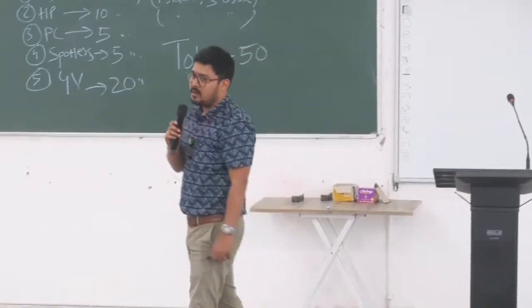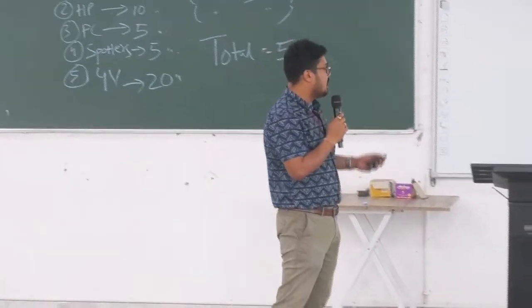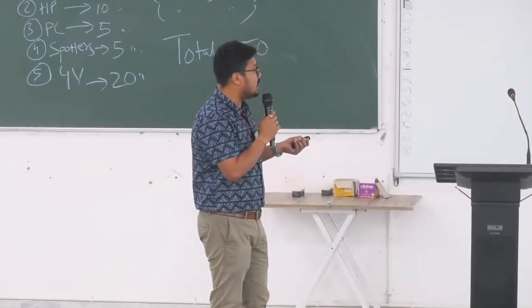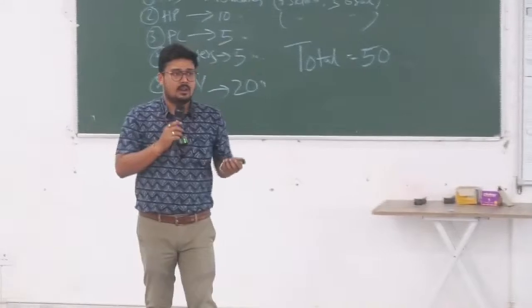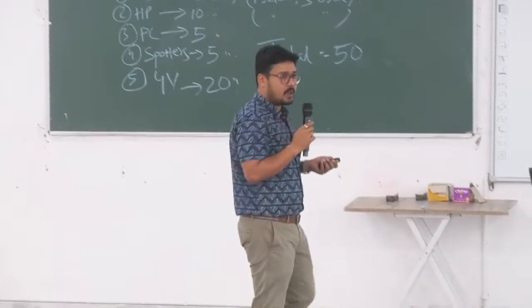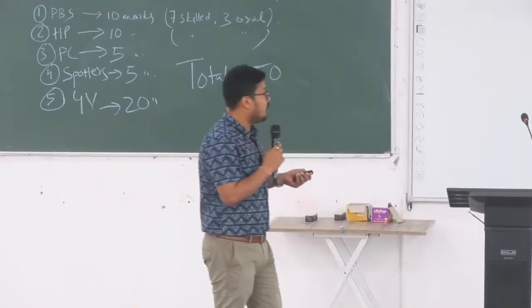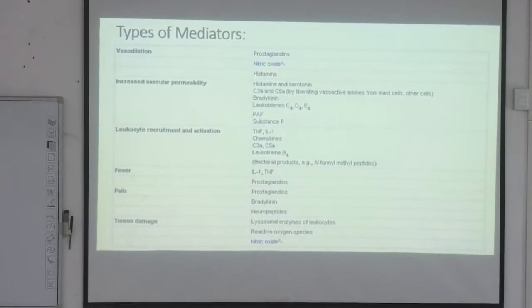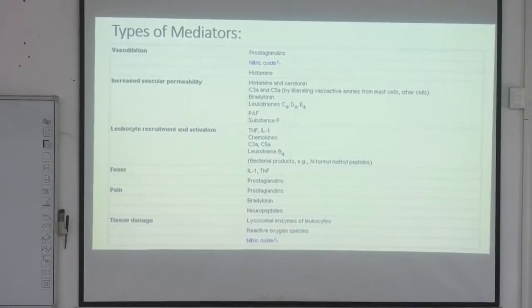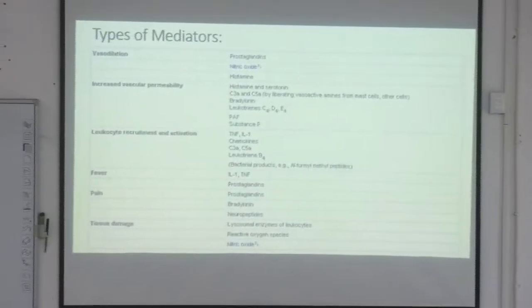The main functions of cell-derived or plasma-derived mediators: the most important is vasodilatation. Without vasodilatation, acute inflammation doesn't initiate. The process of acute inflammation starts with vasodilatation. The most potent vasodilators are prostaglandin, nitric oxide and histamine. Is this list visible from the last row? Say yes or no.